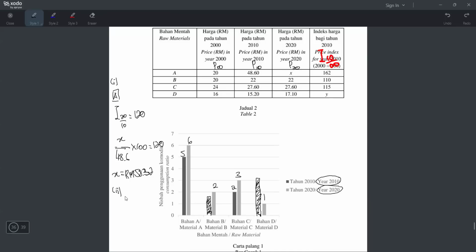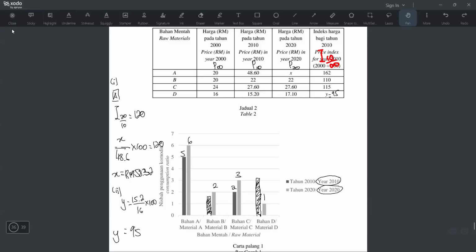Okay, so Y is equivalent to what? This is the price index for 2010 over 2000. So of course you must take the prices of 2010 and 2000. So it will be 15.2 on top, 16 at the bottom, and then times 100. Cannot put 16 on top. 2010 over 2000 means 2010 must be on top. The latest year you always put on top. 2010 is the latest year. 2000 goes at the bottom. Okay, press all this and you get 95. Yeah, 95. So this is the answer.